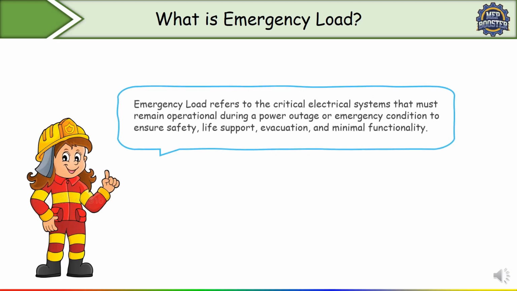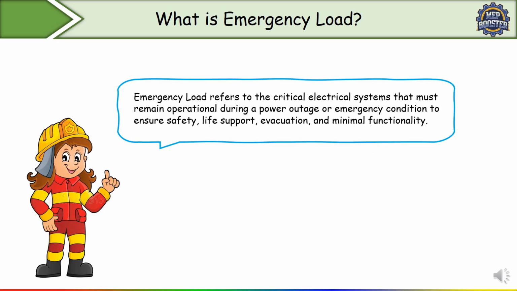What is it? Emergency load refers to the critical electrical system that must remain operational during a power outage or emergency condition to ensure safety, life support, evacuation and minimum functionality. Okay. So it is powered by backup systems such as diesel generator, UPS system or battery bank as per code like NEC, NFPA and local standard.